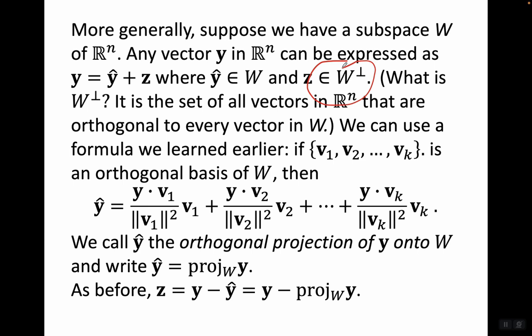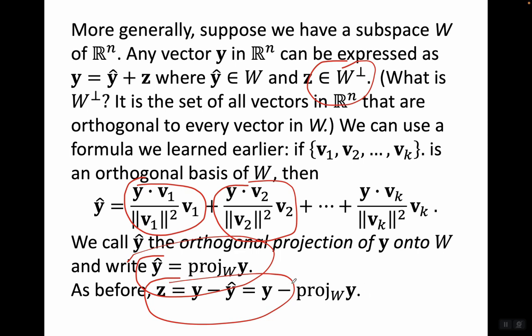We can use a formula we learned earlier. If v1, v2, and so on up to v sub k is an orthogonal basis of W, then y hat is going to be y dot v1 over length of v1 squared times v1, plus y dot v2 over length of v2 squared times v2, and so on. We call y hat the orthogonal projection of y onto W and write this. So y hat equals the projection of y onto W. As before, z is going to be y minus y hat. In other words, it's going to be y minus the projection of y onto W.